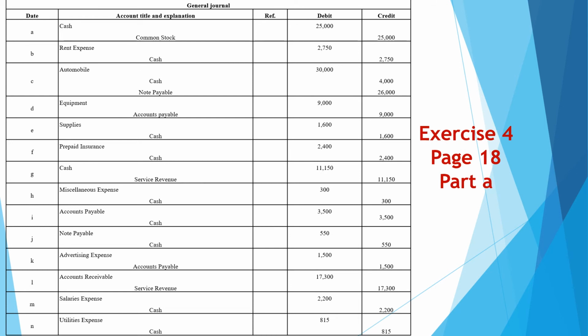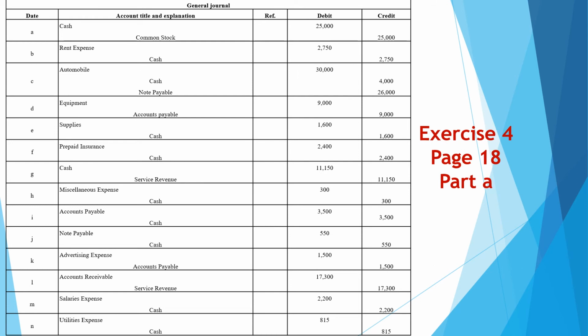Transaction E. Paid cash for supplies, 1,600. On this date we purchase supplies for 1,600. So the supplies, which are current assets, increased. So they are recorded in debit since they have a debit normal balance. And we are paying for supplies 1,600, so the cash account will decrease and be recorded in credit.